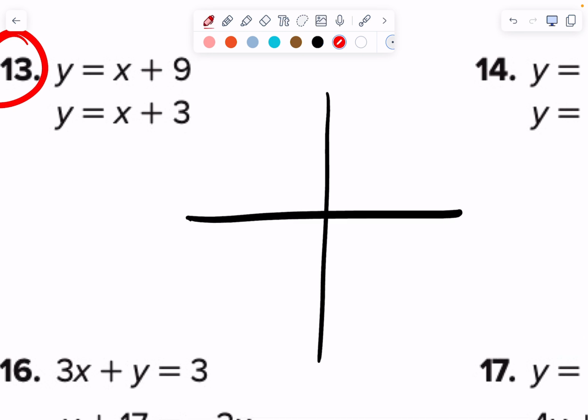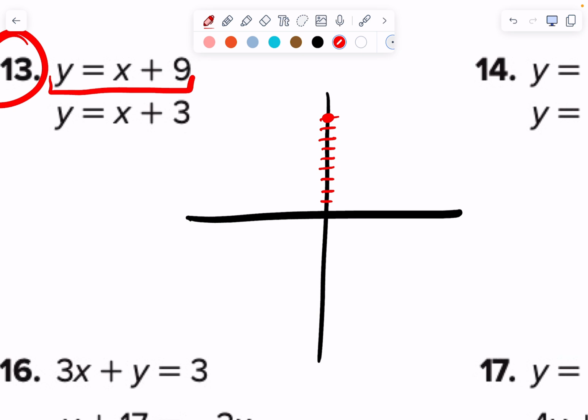All right, let's graph these two. They're already in slope intercept form. Pick a graph. I don't care. Yours is going to be nicer than mine. Where do we start the first one? 9. 1, 2, 3, 4, 5, 6, 7, 8, 9. And I put a dot. We'll just go by 2s. It's fine. 9. And then we go from there.